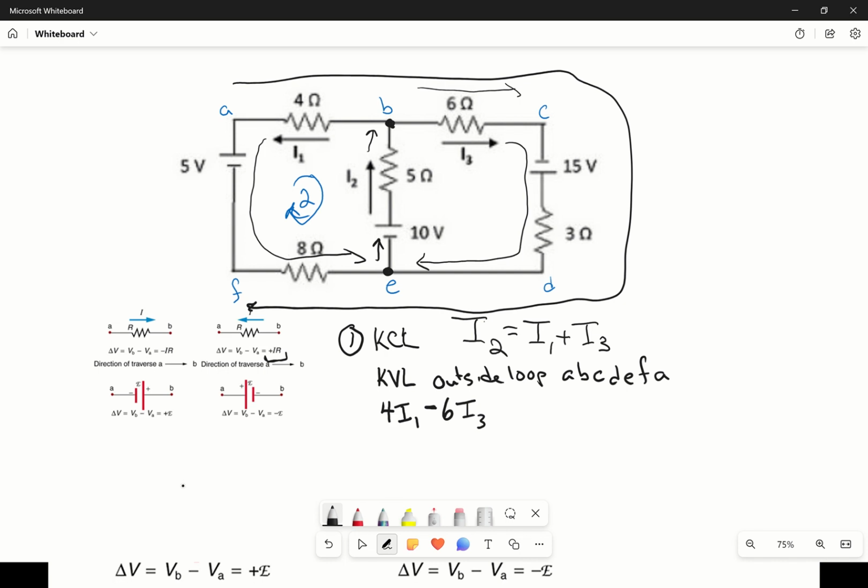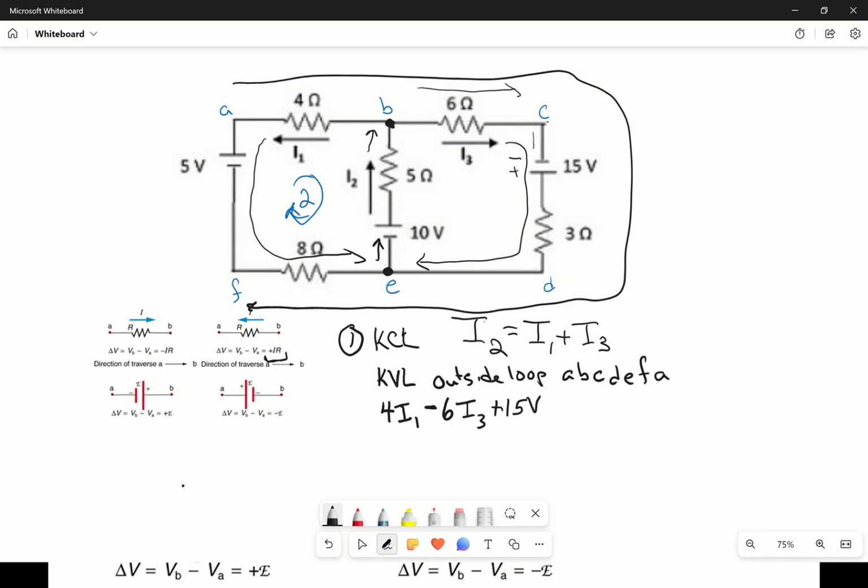Okay, so now I'm at point C. I'm going to go down to point D. So now I've got a battery. This battery, I'm going to go from the short line to the long line, so from the minus to the plus. So that's going to be plus 15 volts.